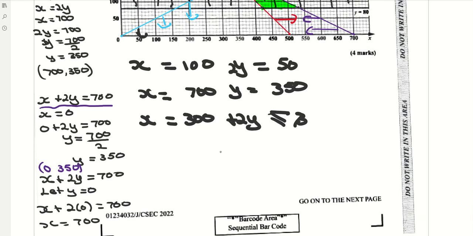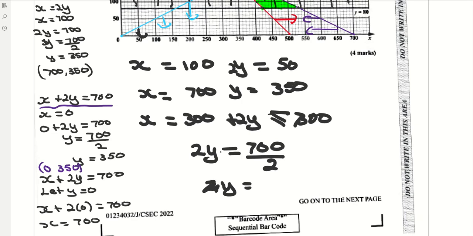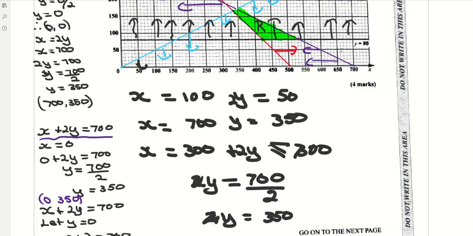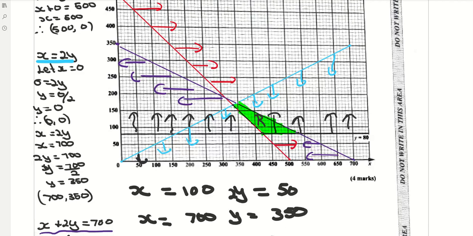So 2y would be equal to 700 divided by 2, which is, sorry, y is equal to 350. Alright, so if you look at that, it is going to be in this direction, on or below 350. It would not be above 350. So the direction of this purple line, x plus 2y, is going to be underneath this purple line.